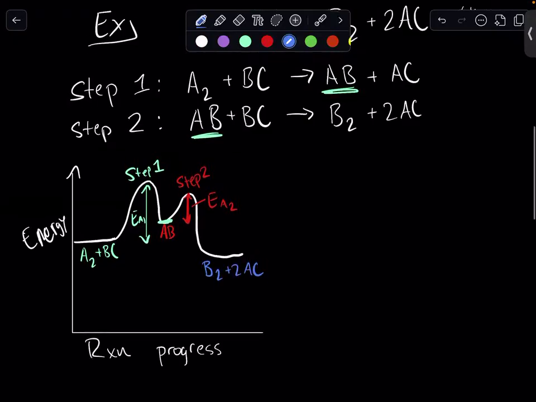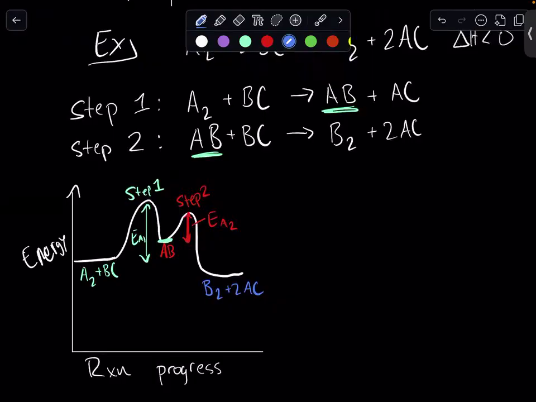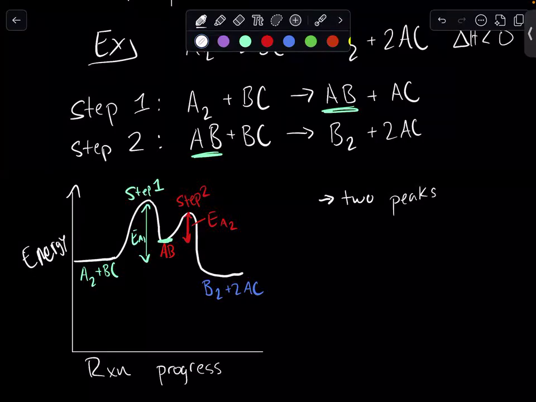So this is our reaction energy profile, and we can determine quite a few things from it. In this energy profile, the first thing we can determine is that there are two peaks. That tells us there are two steps, as each step will have its own activation energy and therefore a peak. Our dip represents our intermediate.